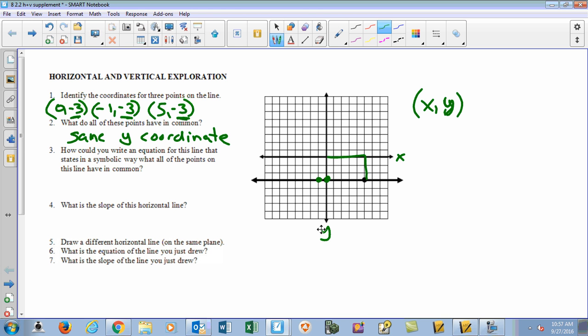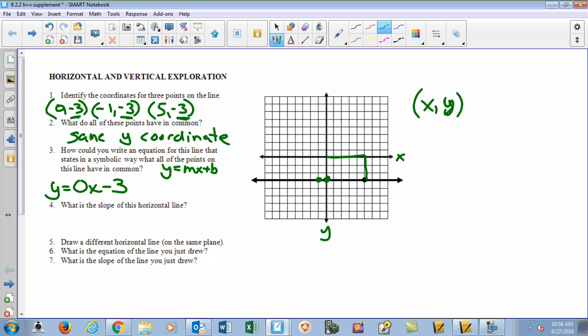So it says, how could you write an equation for this line that states in a symbolic way what all the points on that line have in common? Well, remember, think of y equals mx plus b, right? So this line has what kind of slope? What do we learn from the front side? The line that goes horizontal has what kind of slope? 0, right? So if I just were to fill this in, 0x, and the y-intercept, well, what's the point that hits the y-axis? Negative 3, right? So here's our equation.